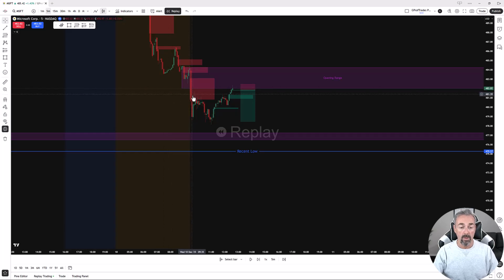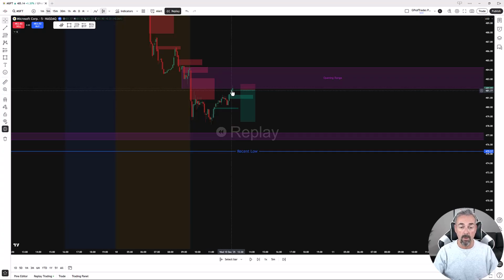I wanted to know if Microsoft came back into this area. I wanted to know if there was going to be a rejection of that area. And that's what I was banking on. So I got the alert right around this area. Once it came back in, I don't remember exactly what it was, probably 482. Got the alert and I grabbed my phone and looked at the chart.